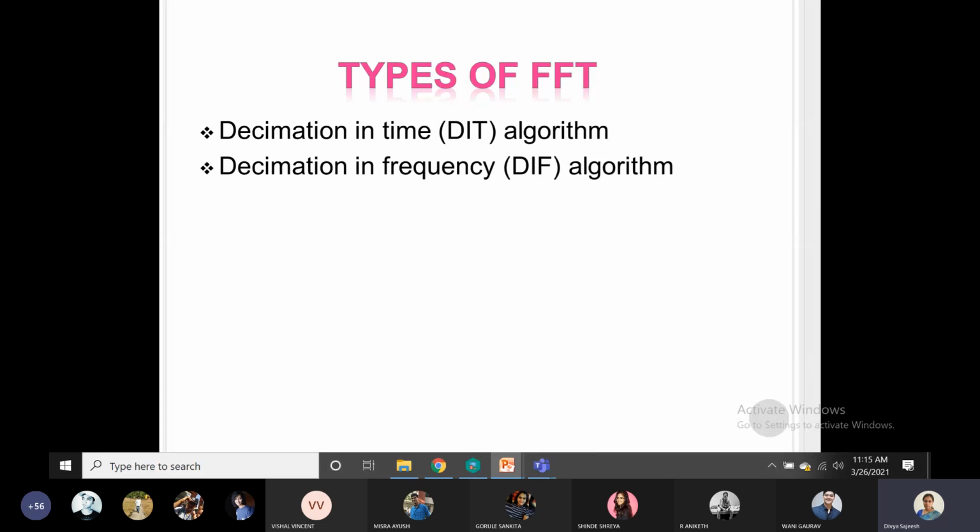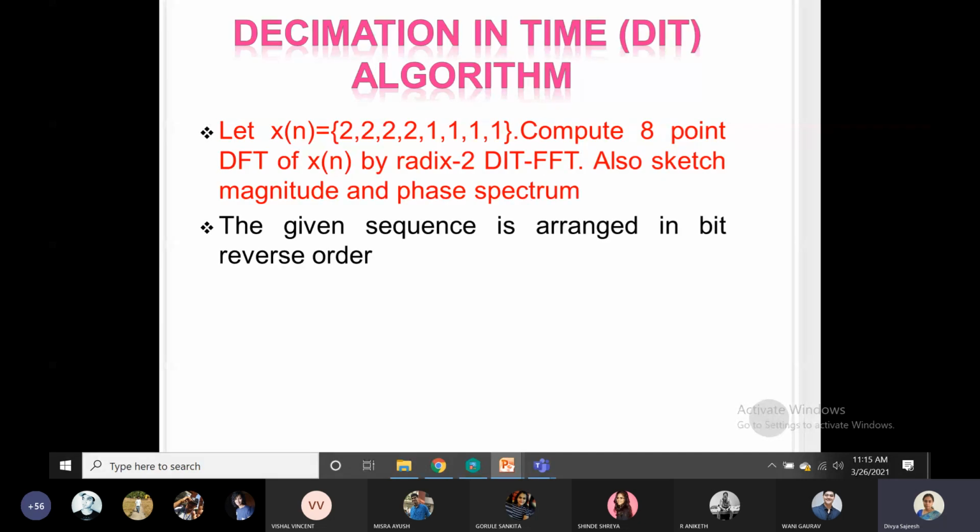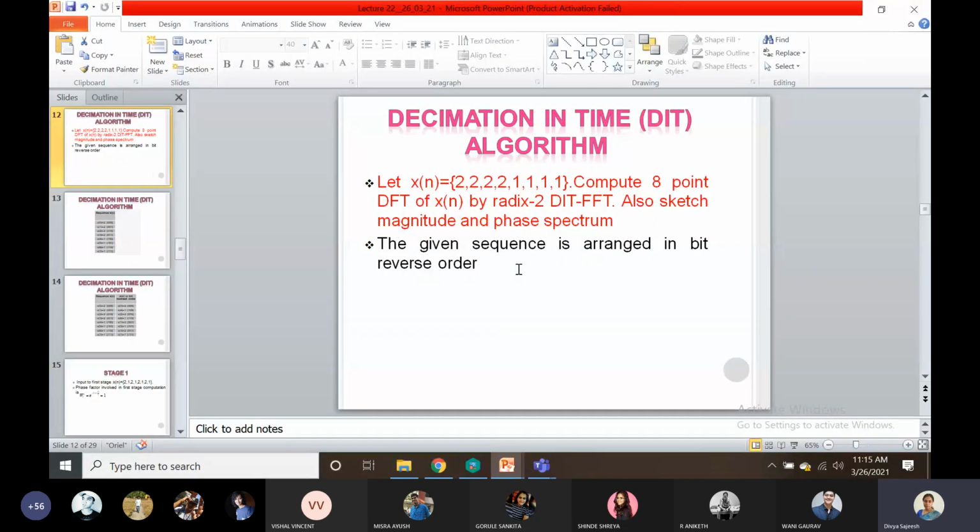So types of FFT: there are two types. Decimation in time algorithm is for converting from time domain into frequency domain, and from frequency to time domain we have decimation in frequency algorithm. So first we will see the decimation in time algorithm. You are given an input x of n. You have to compute the DFT of x of n by radix 2 DIT FFT. Also you need to sketch the magnitude and the phase spectrum.